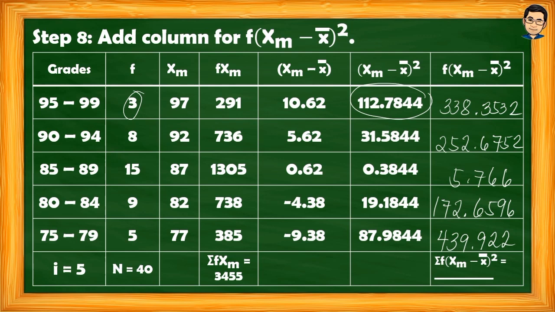So, 338.3532 plus 252.6752 plus 5.766 plus 172.6596 and then plus 439.922. So, yung sum natin dito is 1,209.376. Okay. So, ayan, meron na tayong summation na nakuha.